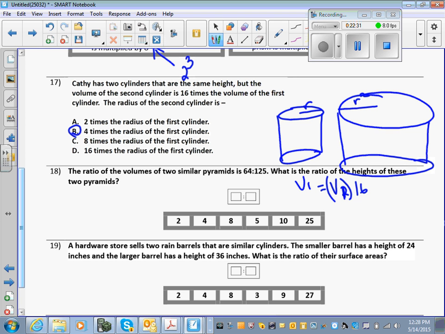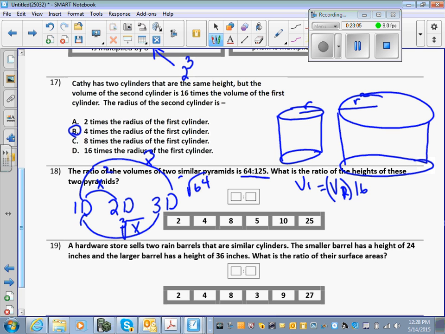18. The ratio of the volume of 2 similar pyramids is 64 by 125. What is the ratio of the height of this pyramid? So volume, after you cube something, you get this. Remember the circles we did? 1D, 2D, and 3D. If I'm going from here to here, I'm squaring it. If I'm going here, I'm cubing it, x cubed. But if I'm going from volume to here, I have to cube root the x. So I have to do the cube root of 64 and the cube root of 125.